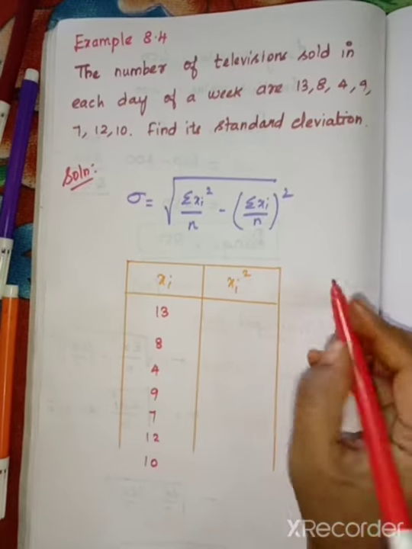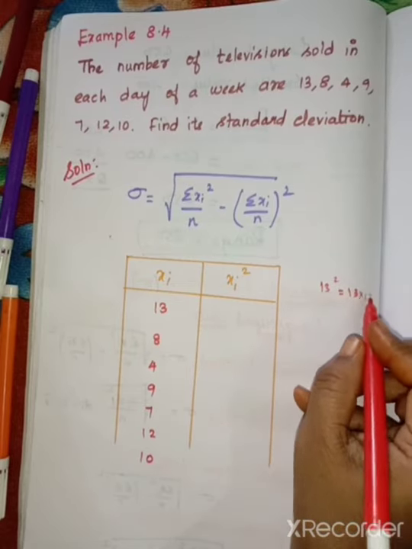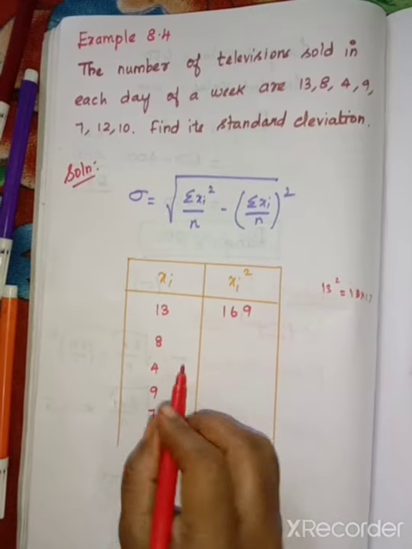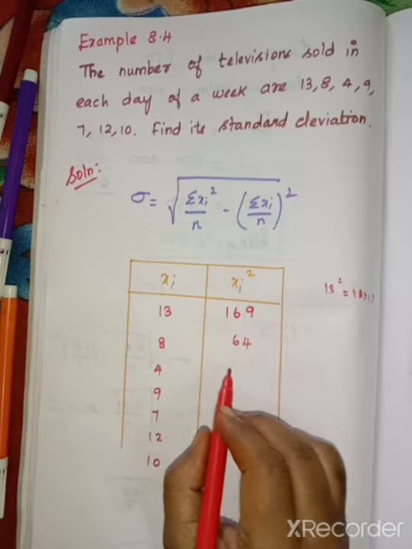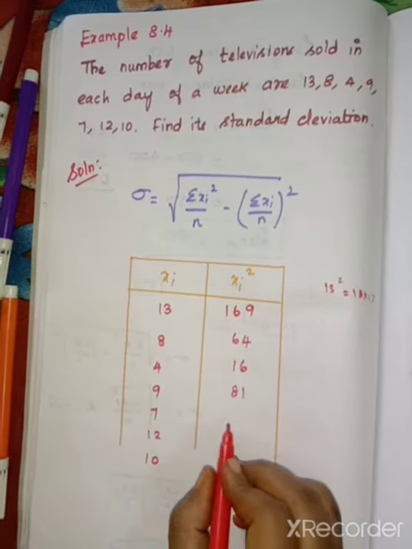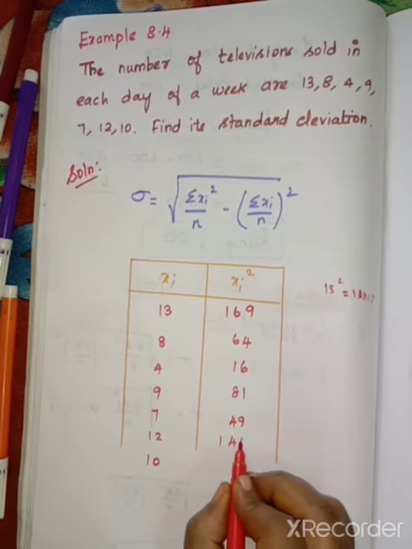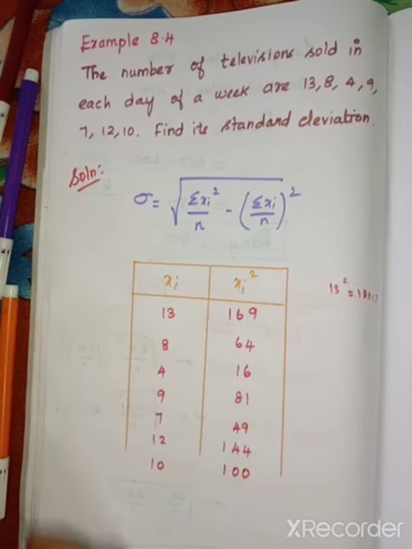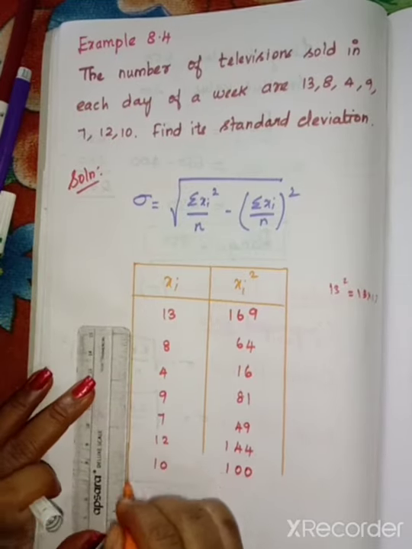So what does square mean? 13 squared, we want to write 13 into 13. So 13 13s are 169. Then 8 8s are 64. 4 4s are 16. 9 9s are 81. 7 7s are 49. 12 12s are 144. 10 10s are 100. So now we want to find the summation of xi and the summation of xi squared.